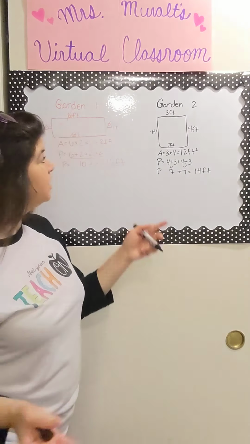Our areas are the same, but our perimeters are different. This actually needs a smaller fence. That's the case with a lot of squares or rectangles that have the same area, but they have a very different perimeter. So let's check out a few more. I'm going to erase this behind me.